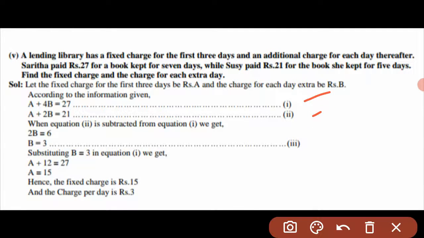So from equations number 1 and 2 we can solve. By solving equations 1 and 2, the value of B will be 3. So this can be taken as equation number 3. Now substituting the value of B in equation number 1, the value of A will be equal to 15. Hence the fixed charge will be rupees 15 and the charge per day is rupees 3. So this will be the answer. So in this way you can do this question.